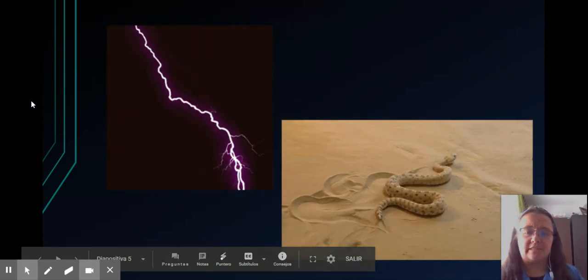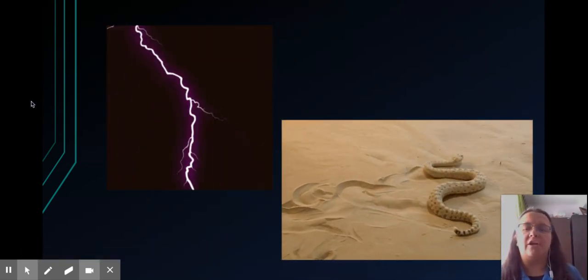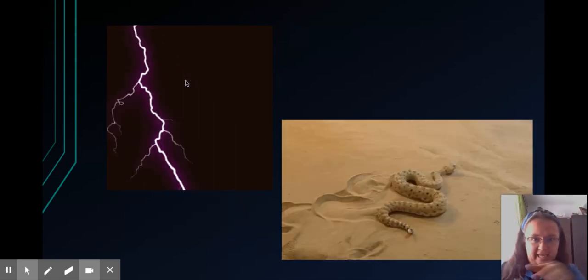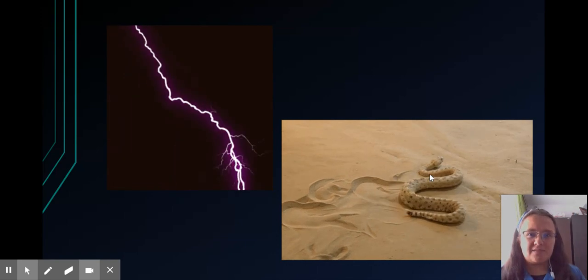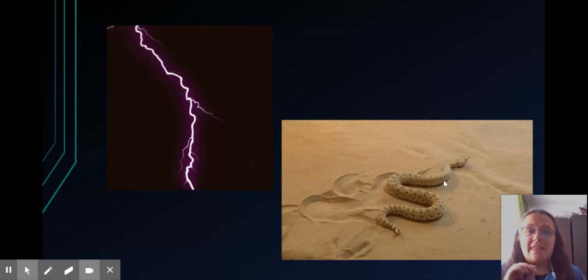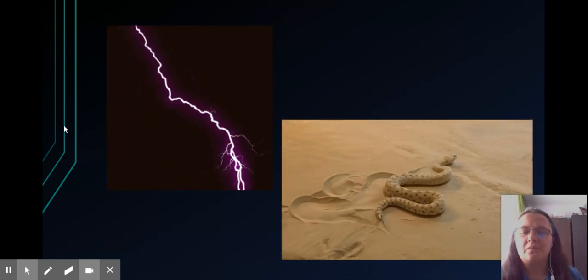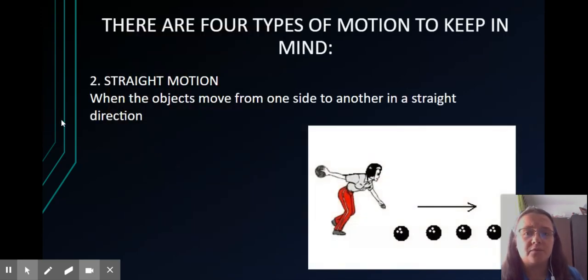Some examples of zigzag movements are the lightnings, that when they strike, they are like this, and the snakes. As you can see in this GIF, the snakes move in a zigzag. Good. Now, the second type of movement is the straight motion.